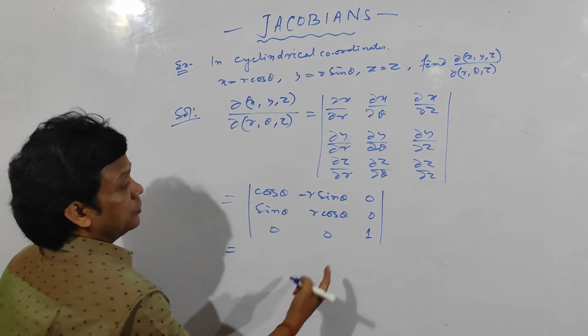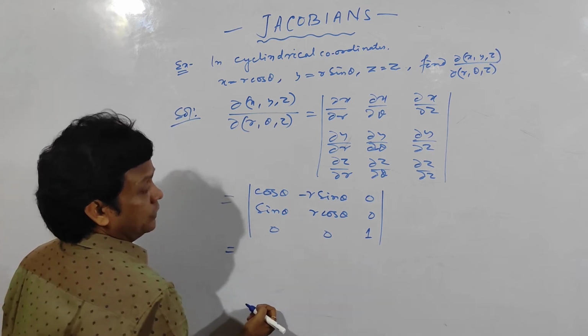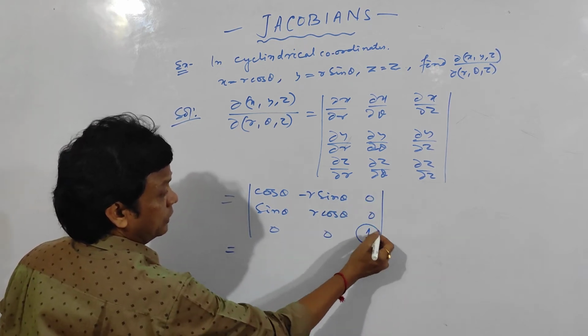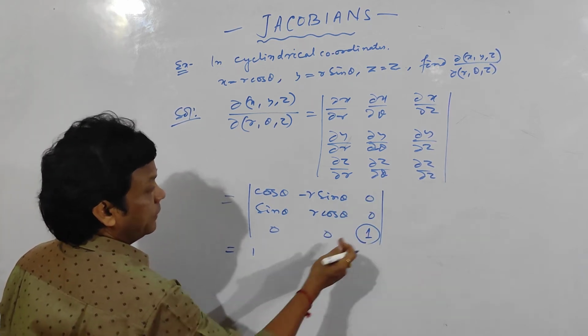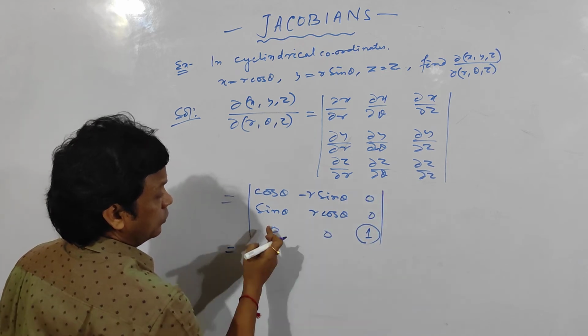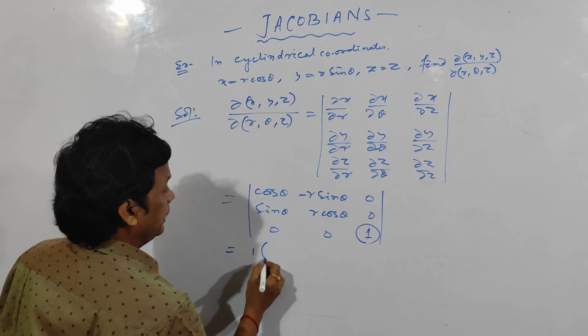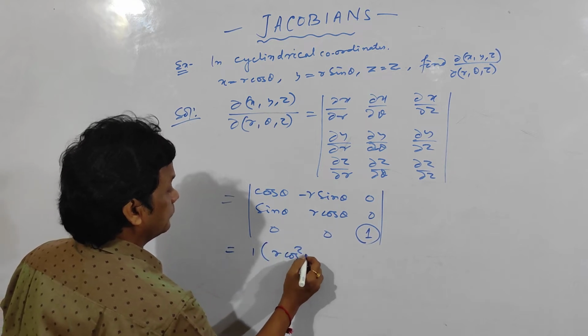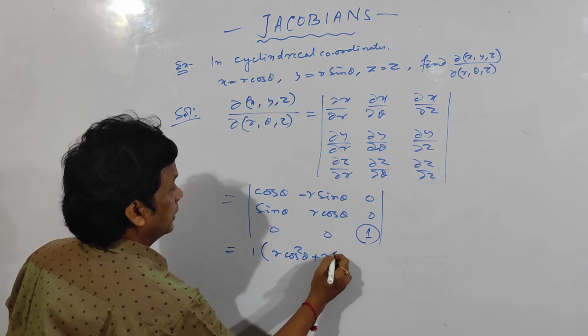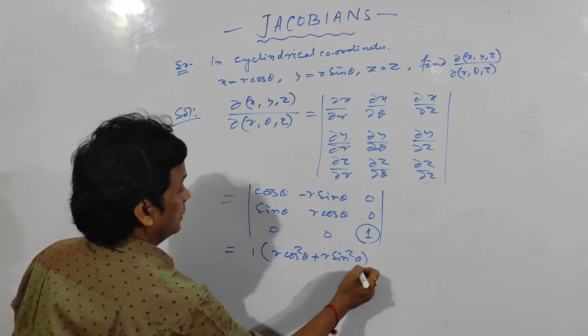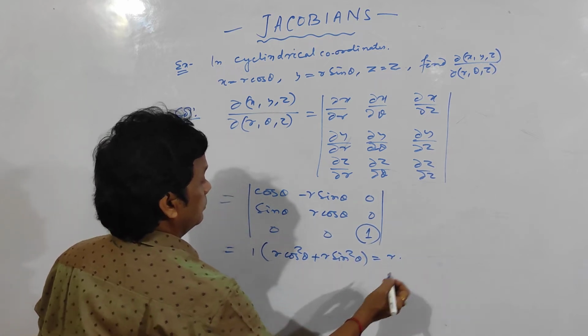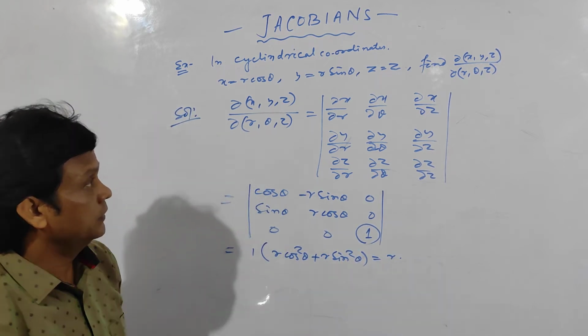So this row is 0, 0, this column is 0, 0, this is 1, so take 1. If you take 1, omit this column and this row, take the value of this one. So multiply, it will be r cos square theta plus r sin square theta, so it will become r.